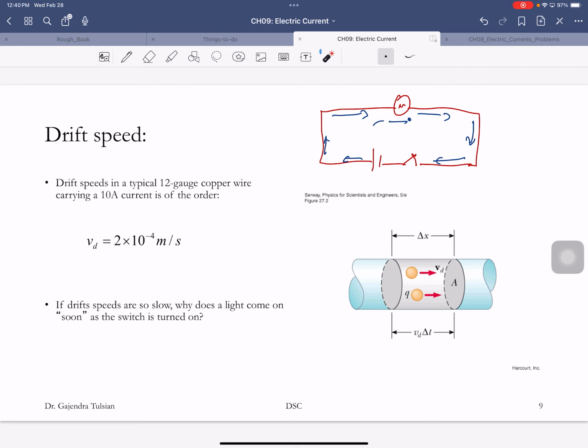And then we mentioned, if you have an electrical circuit, the instant you close the switch, the light seems to go on. So the question was, if the drift speed is so small, why does the light bulb go on almost immediately after closing the switch? When you close the switch, the electric field is established at the speed of light. And as soon as the electric field is on, the electrons at that location start drifting. And so the light will go on.